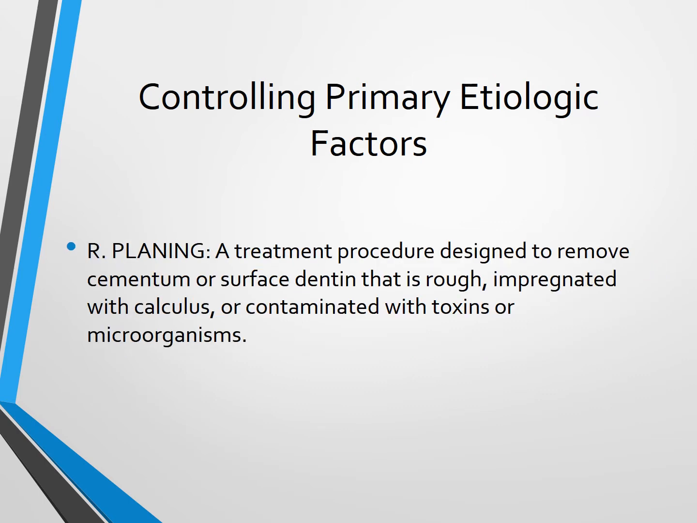The next way to control the primary etiologic factor is to complete root planing. Root planing, which is different from scaling, is a treatment procedure that is designed to remove diseased cementum or surface dentin that is rough, impregnated with calculus, or contaminated with toxins or microorganisms.